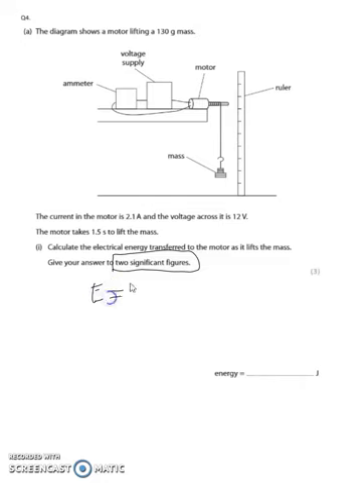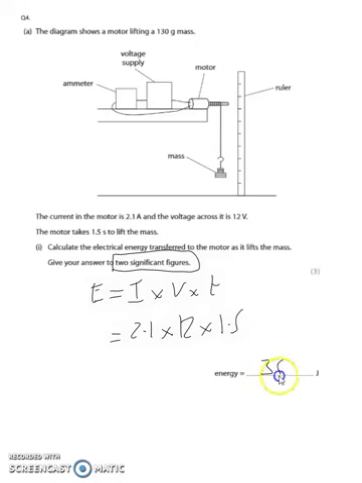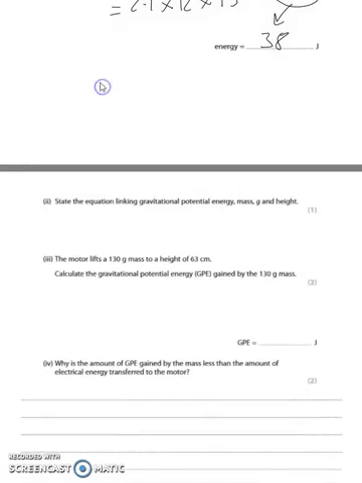So first of all, we have to write down our equation. Energy is volts times current times time. So then we're going to put in everything we know. The current is 2.1, the voltage is 12, the time is 1.5, and then we're going to get this to be 38 joules. This actually comes out to be 37.8. This is 3 significant figures, and they wanted 2. So the final value would be 38 joules.